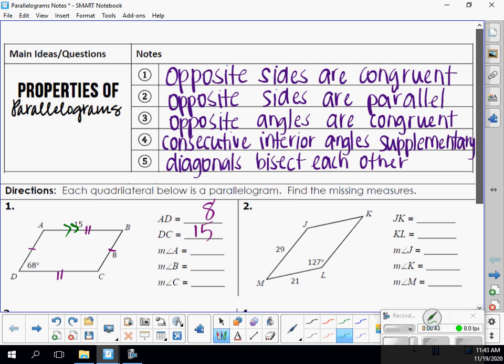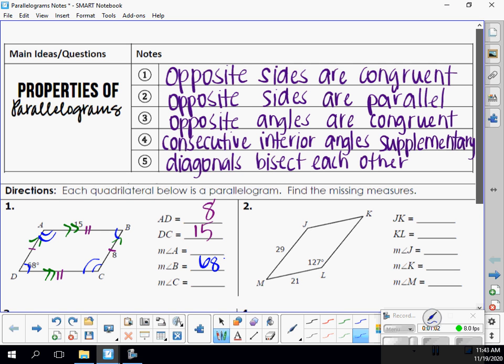So anytime I hear parallel, I'm thinking I'm going to have to use an angle relationship eventually. It says my opposite angles are congruent. So again, those are angles that are sitting across from each other. So D and B are across from each other, making them the same.